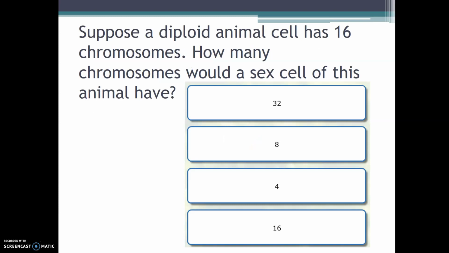Suppose a diploid animal has 16 chromosomes. How many chromosomes would each sex cell have in this particular animal? A diploid animal has 16 chromosomes. Sex cells have half as many, so the answer would be 8.